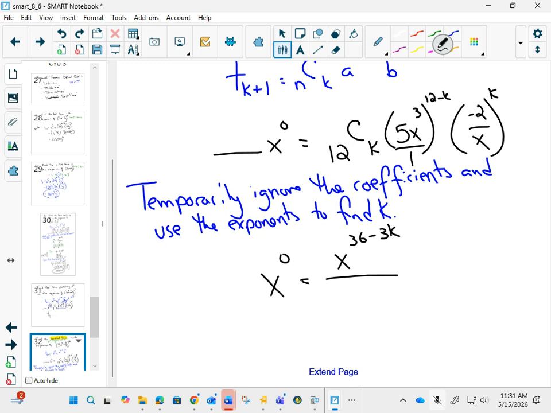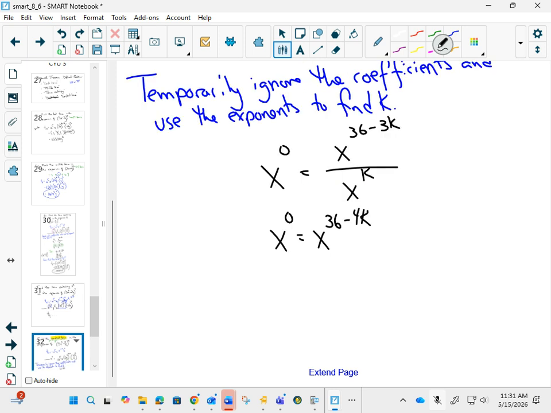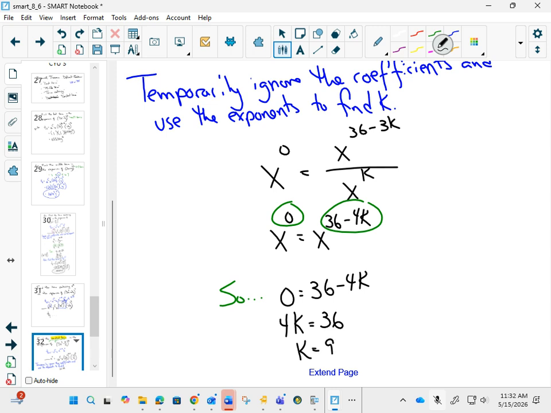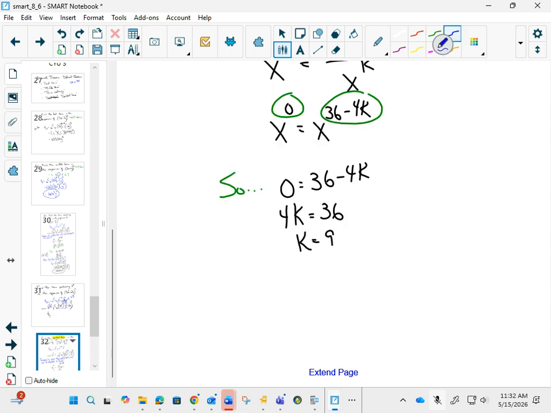Second one has an x in the denominator. There will be k of them. Exponent laws means that dividing with the same base, I can subtract. This will be 36 minus 3k minus another k, which is 36 minus 4k. So 0 would have to equal 36 minus 4k. I can solve it, but you probably can see that the answer is 9 already. K is equal to 9.